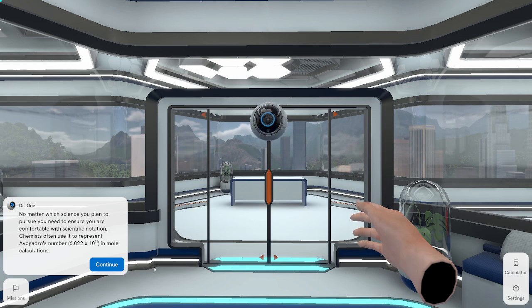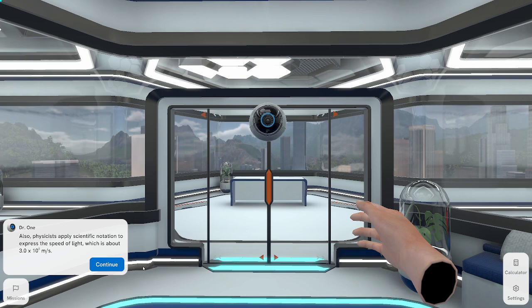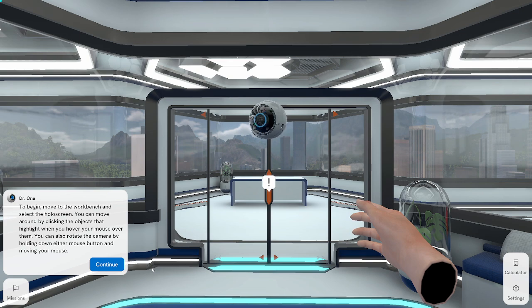Chemists often use it to represent Avogadro's number, 6.022 times 10 to the power 23, in mole calculations. Also, physicists apply scientific notation to express the speed of light, which is about 3.0 times 10 to the power 8 meters per second. To begin, move to the workbench and select the holoscreen.